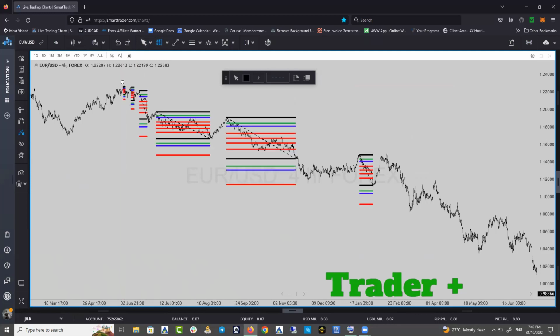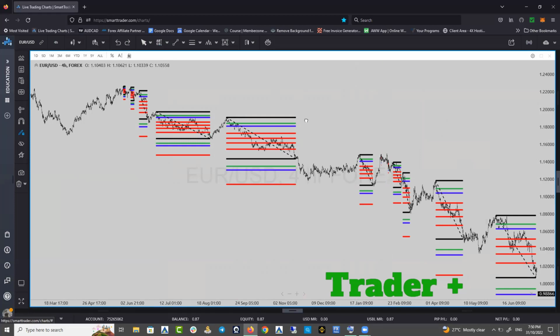Remind me if I forget again, but I have to send you the link for this software, right? Because once you have this software, as I said, you could do the auto fibs for yourself, and you would be able to get to current price much easier.